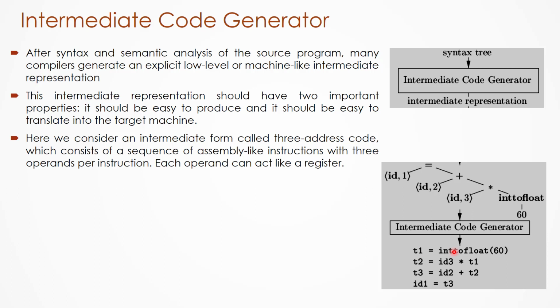So T1 equal to int to float 60. So first thing is 60 will be converted to float. Then T2 equal to id 3 star T1. id 3 actually represents rate. T3 equal to id 2 plus T2. id 2 actually represents initial. id 1 equal to T3. id 1 actually represents position. So this is an example for the intermediate code generator.